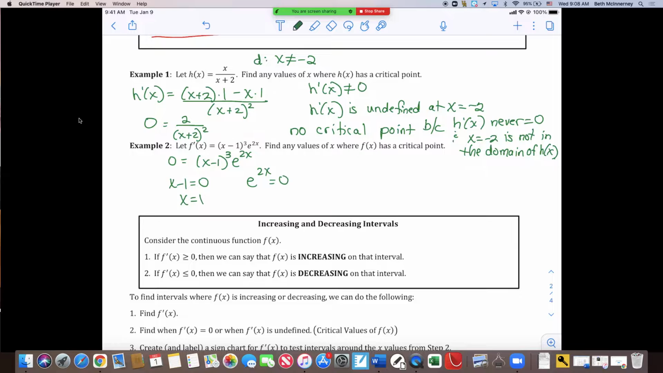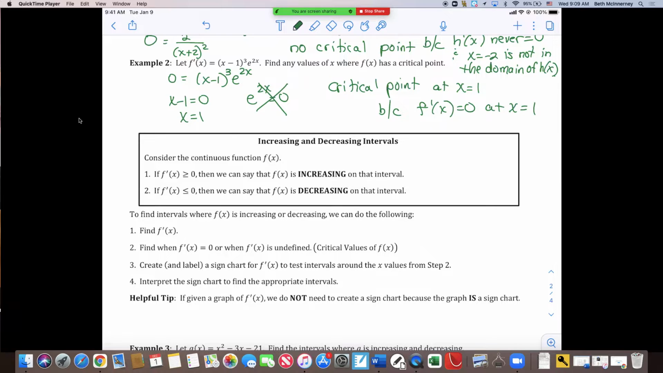And what happens with e to the 2x equals 0? Remember e to the x from my Algebra 2 classes? Here's e to the x. And it has a horizontal asymptote at y equals 0, so does it ever touch the x-axis? No, so this piece does not produce a zero, and it's not undefined, it just does not equal 0. So I have a critical point at x equals 1 because f prime of x equals 0 at x equals 1.